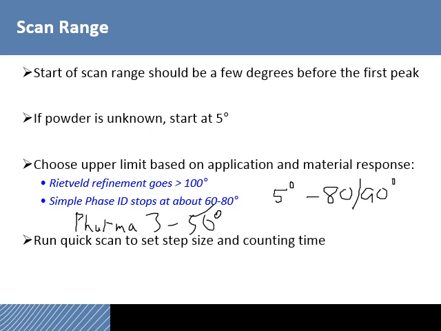And as I've mentioned, the best thing to do generally is to run a quick scan before you run your final scan and use that to decide the step size and the counting time. I think for the most part, the default settings on the diffractometer downstairs, which are, like I said, 0.0167 degrees step size, and the ranges I've given here, 5 to 80 degrees, are good enough for most applications.